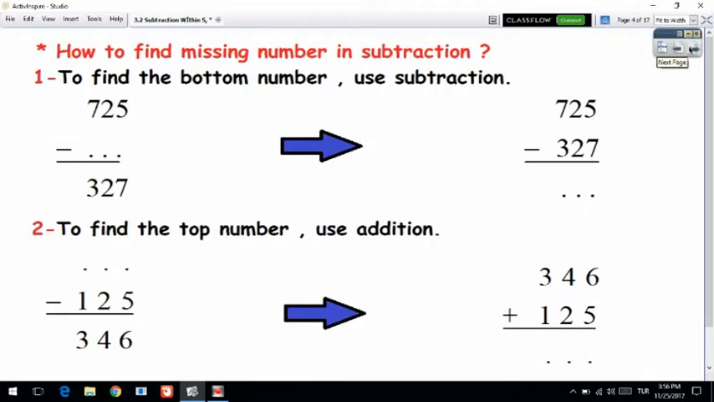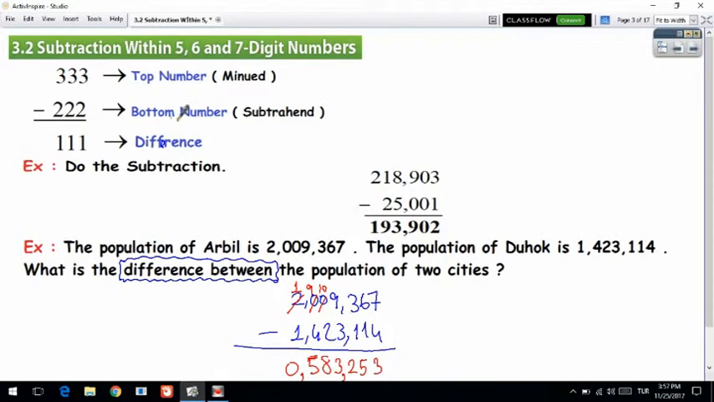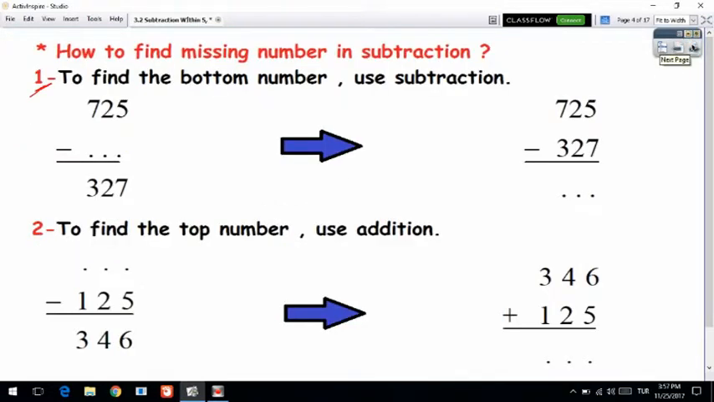So how to find a missing number in subtraction. You know missing number: if there is no number, we call it missing. First we have to find the bottom number. There is no number in this place. We wrote it on the previous page: bottom number, as you remember. So it says bottom number, top number. Now let's look at this one. Bottom number, there is no bottom number.